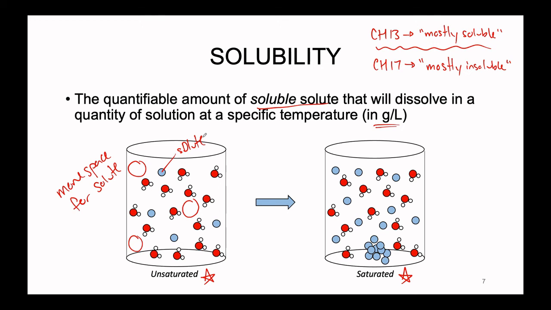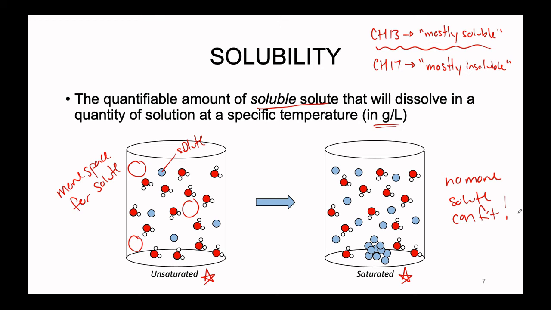Now on the right-hand side, we are observing a saturated solution. No more solute can fit! Now if we are just at the saturation limit, we would not see any excess solute being present inside the container. It would still look like a homogeneous mixture.